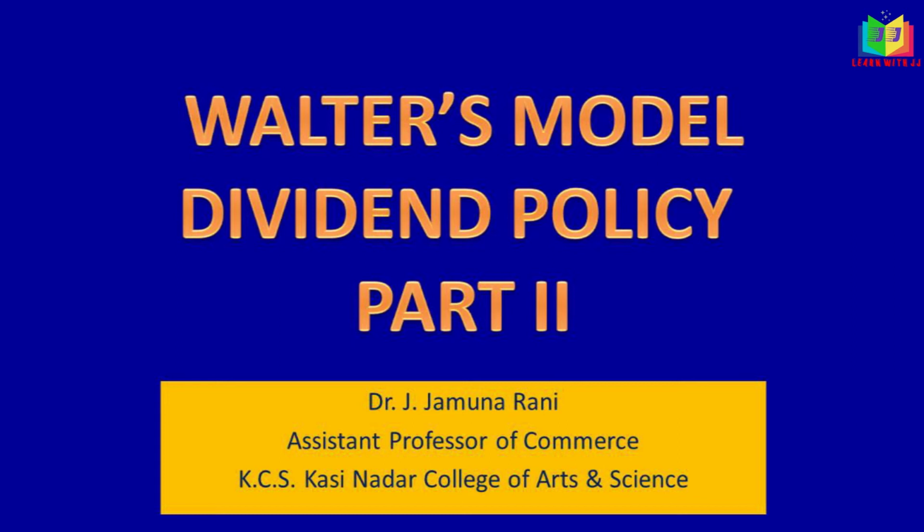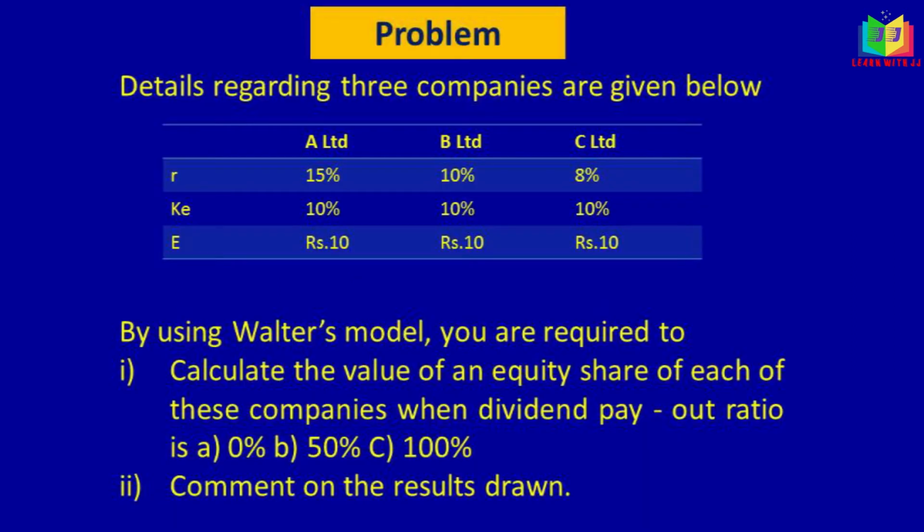Hello viewers, in this video we'll see Walter's model part 2. Here we'll see a problem with three different firms and three different payouts. Yes, here we have the problem. Details regarding three companies are given below: A Limited, B Limited and C Limited.